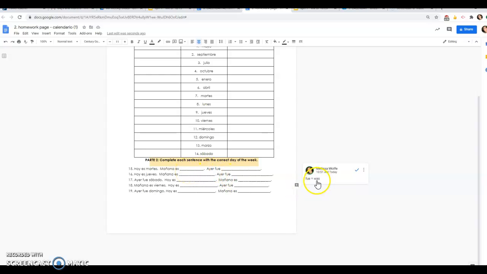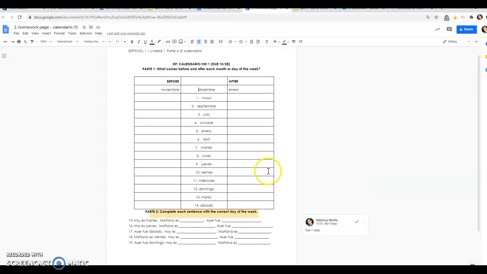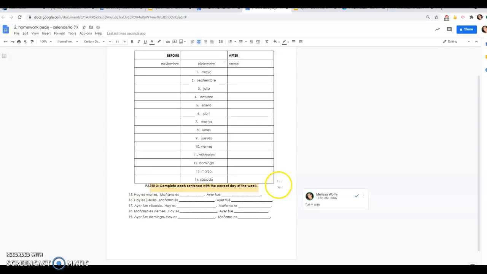Ayer fue. Fue means was. Ayer, if we look at our notes page, means yesterday. So yesterday was. If today is Tuesday, then yesterday must have been Monday. So that is how you are filling that in. So this is the homework, only 19 questions and 2 parts, and then you are finished.